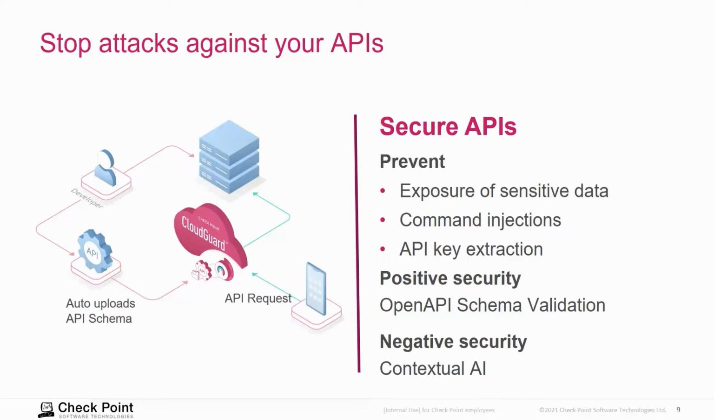When it comes to protecting your API calls, we're applying what we call positive security and negative security. In the category of positive security, we're validating the API call against the open API schema that you've already defined to make sure that it's including the required fields and it's adapting to the APIs that you've made available in your environment. When it comes to protecting for negative security, we're using our artificial intelligence engine to protect against command injections, API key extraction, or the exposure of sensitive data.